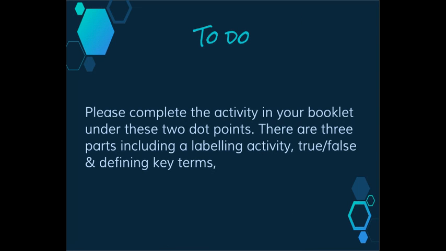So what I'd like you to do, just to finish off, is to complete the activities in your booklet under this dot point. There are 3 parts, including a labeling activity, some true or false questions, and defining some of the key terms that we've looked at.